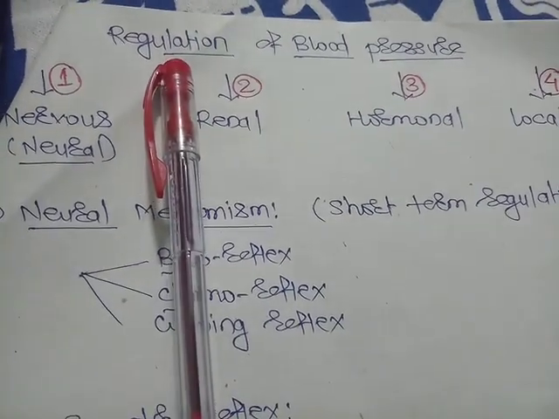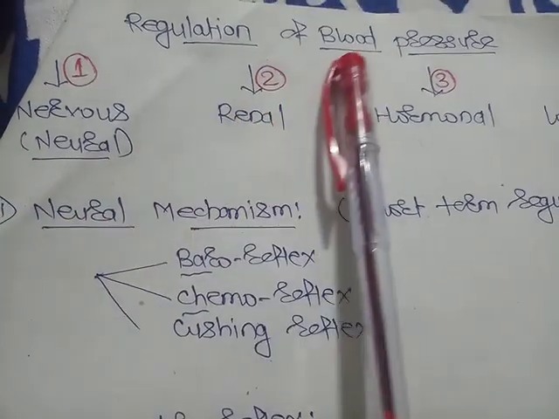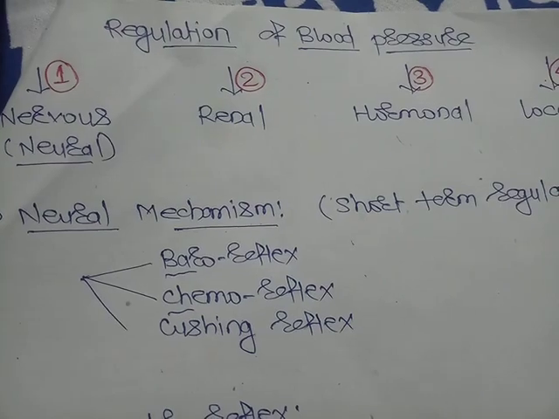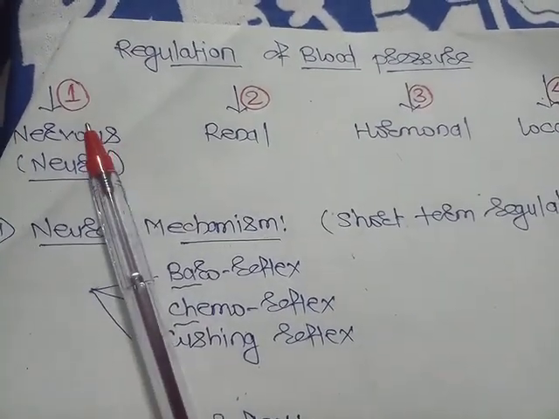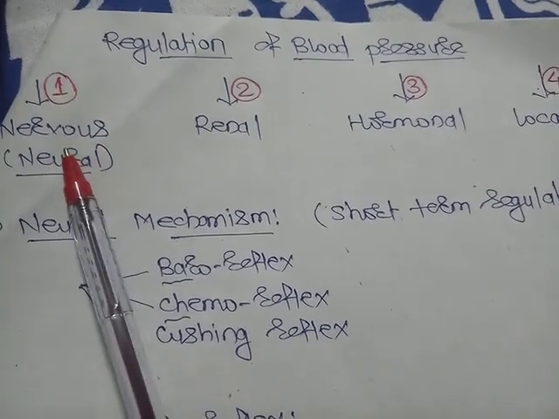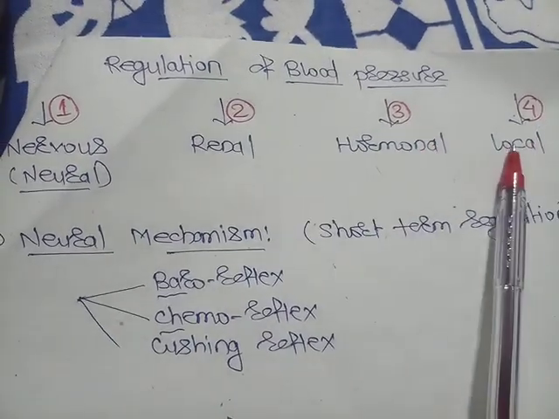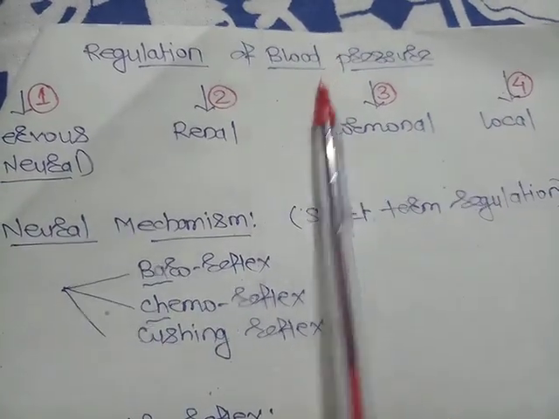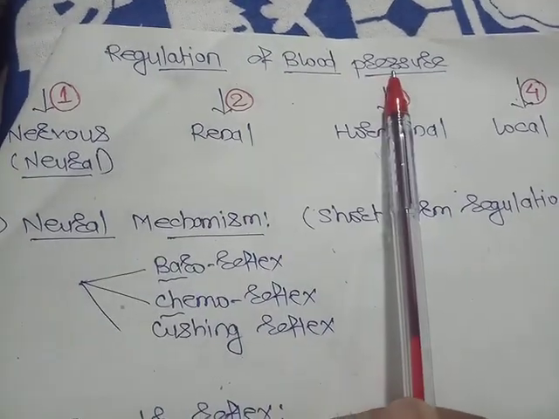Today we are going to discuss regulation of blood pressure. The factors which affect blood pressure are the neural or nervous mechanism, renal mechanism, hormonal mechanism, and local mechanism or local factors. How will these four factors regulate the blood pressure?